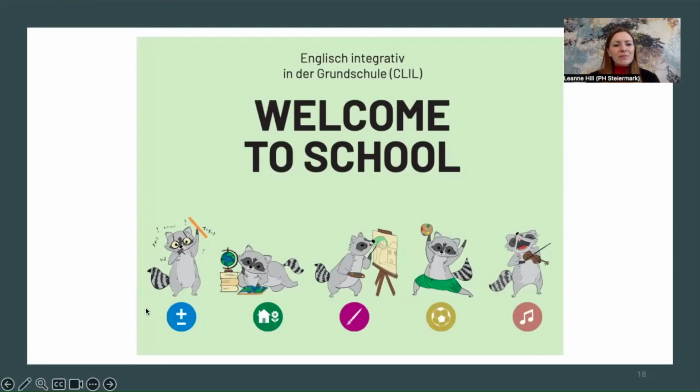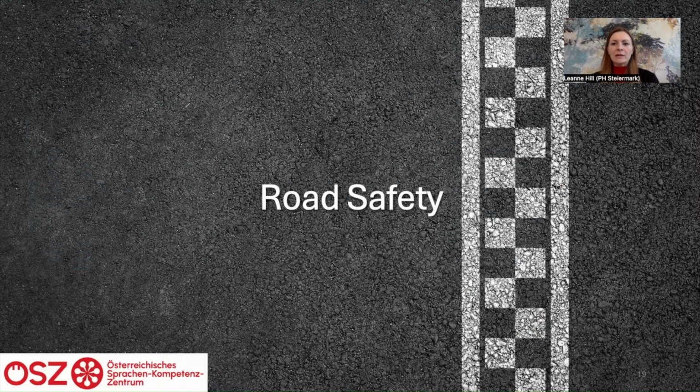And we see here with these mascots, there is a math, science, art, sports, and music mascot. So we have using English in these different subjects. One of the overarching themes in this collection is road safety. And as we heard in the keynote, English, or the foreign language, is integrative in the first and second grades. So is road safety. So we're combining all of these things in one.